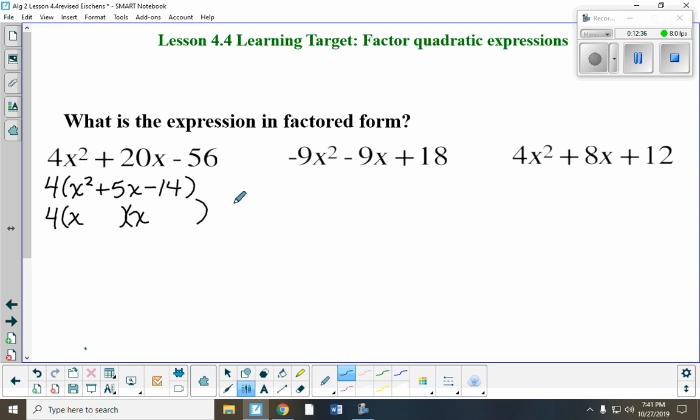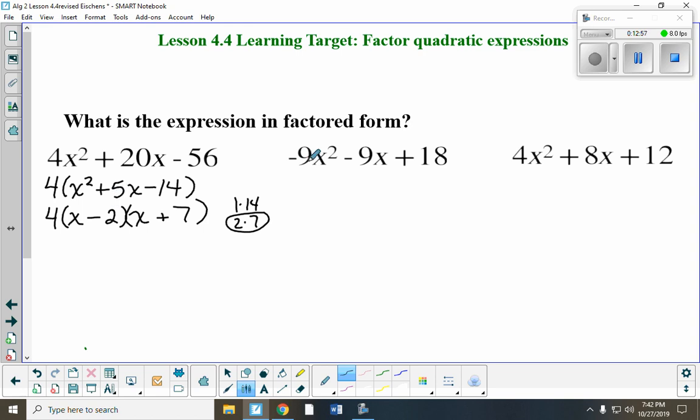So the factors of 14 are 1 and 14, 2 and 7, and the factors that have a difference of 5 would be the 2 and the 7. And if you look at your outer and your inner, you want to have a positive 5, so that would be 7 minus 2. 7 minus 2 gives you the 5.